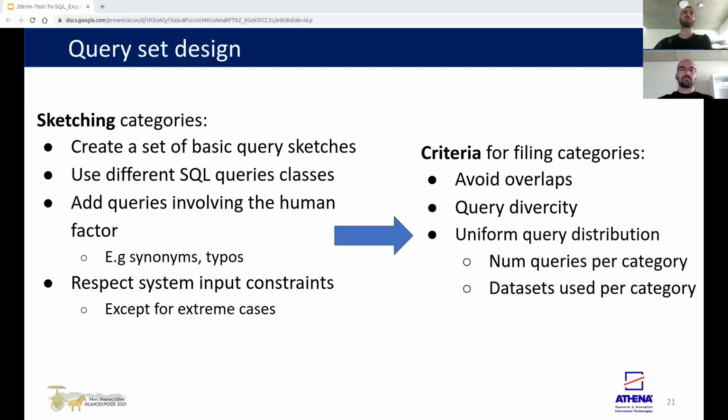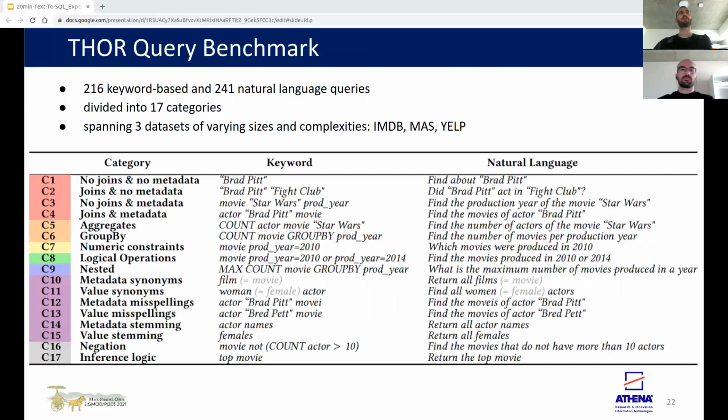To fill those categories, we tried to avoid overlaps between categories as much as we could. Queries within categories should be diverse. And lastly, we preserve the same number of queries per category and use uniformly the databases in each category.